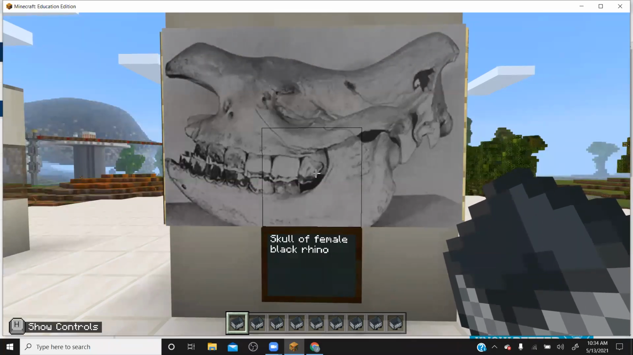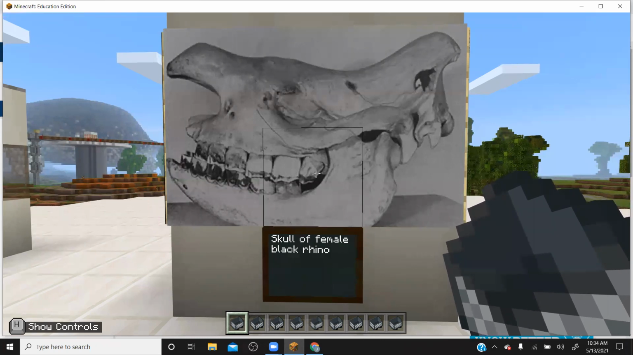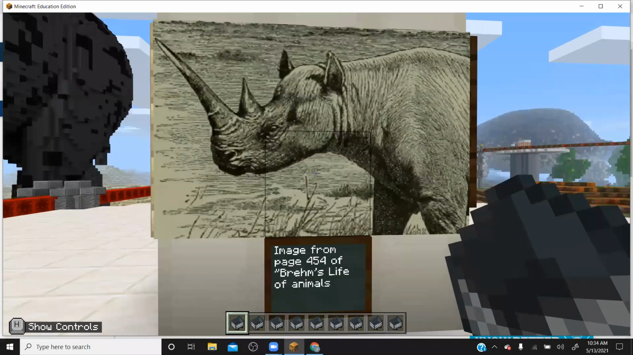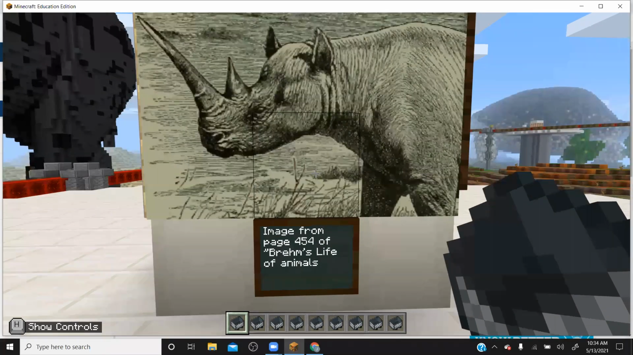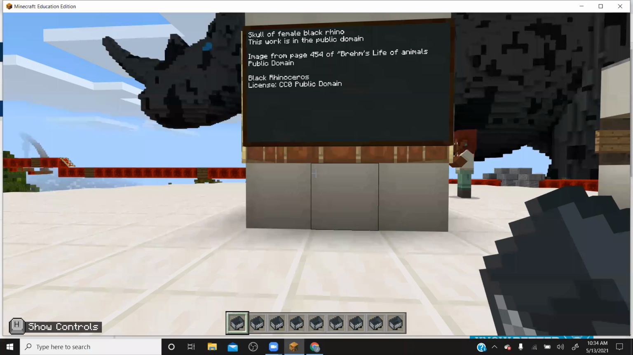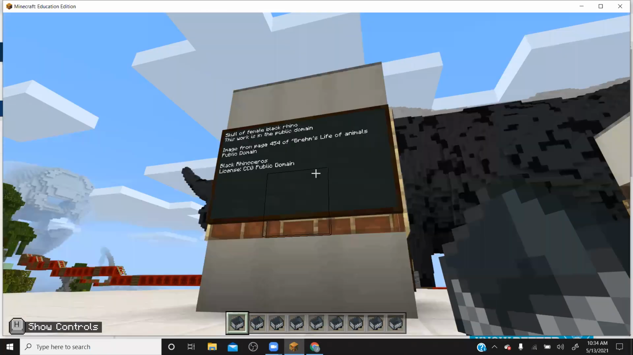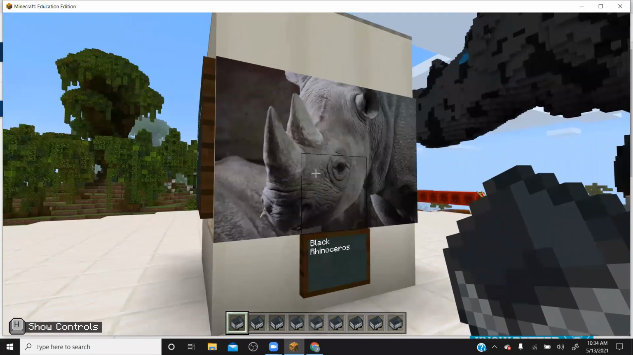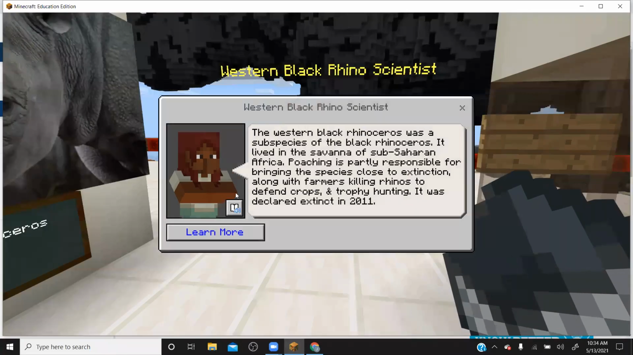This is the skull of a female black rhino we're looking at here. Wow, look how thick and heavy that skull is. What a big, majestic animal. Whoop, whoop. Just about went down in the drop down area. That's a photograph of the black rhinoceros. Let's learn a little more.